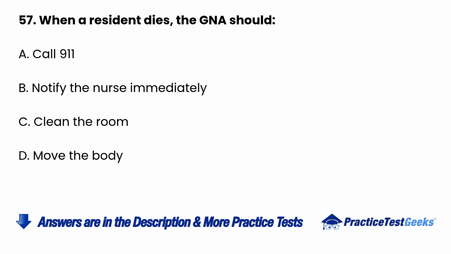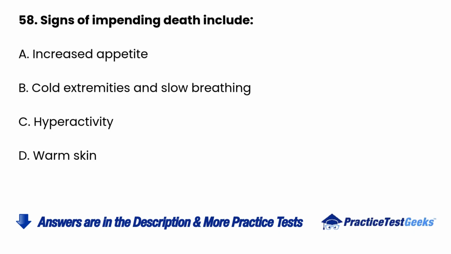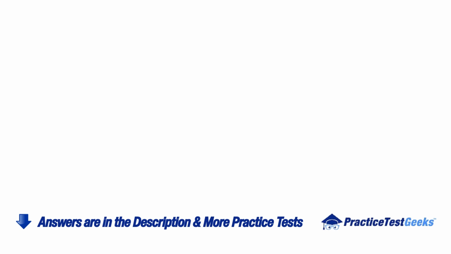57. When a resident dies, the GNA should A. Call 911. B. Notify the nurse immediately. C. Clean the room. D. Move the body. 58. Signs of impending death include A. Increased appetite. B. Cold extremities and slow breathing. C. Hyperactivity. D. Warm skin.